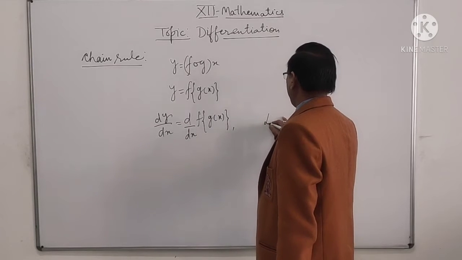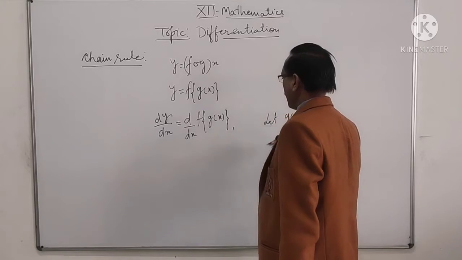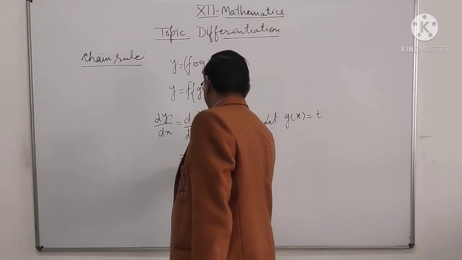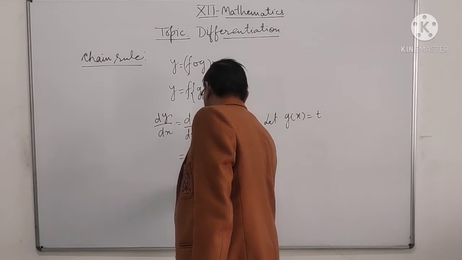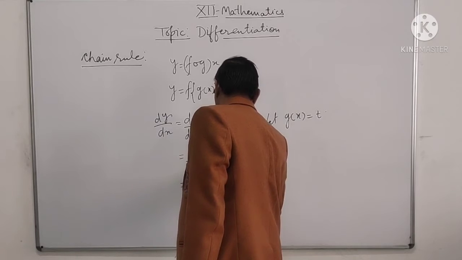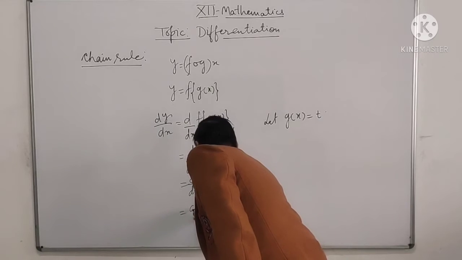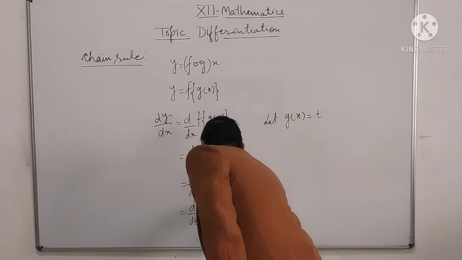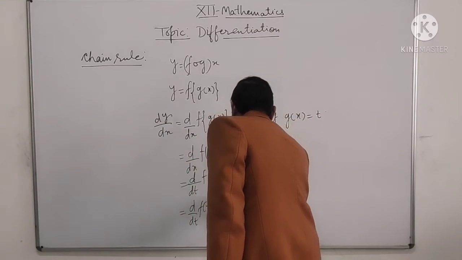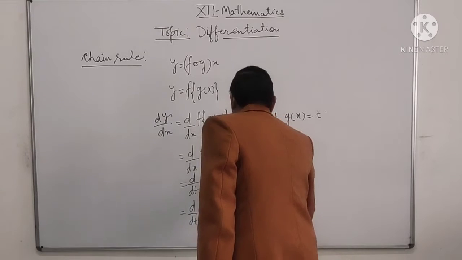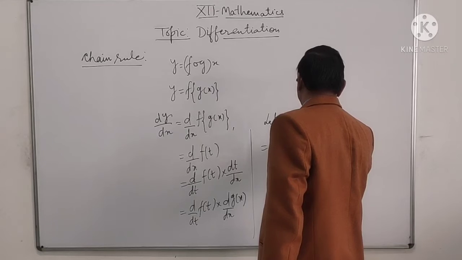Here we suppose let g(x) equal to t, then it is d/dx of f(t). Then we will differentiate d/dt of f(t) into dt/dx. Then it is d/dt of f(t) into d/dx of t, equal to g(x). So there is a formula: f'(t) into g'(x).